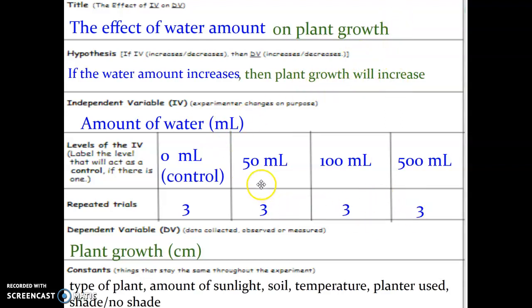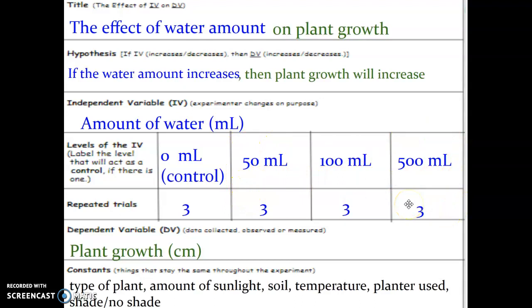Okay, so the levels of the independent variable are 0 milliliters, 50, 100, and 500 milliliters. Those are the different amounts of water we are testing in each of the trials. 0 milliliters is our control, right? Because our independent variable is amount of water, so we want to see how the amount of water affects plant growth. But how do we even know that water affects plant growth anyway? We don't. That's why we need a control. Our control is something we can compare the rest of our results to.